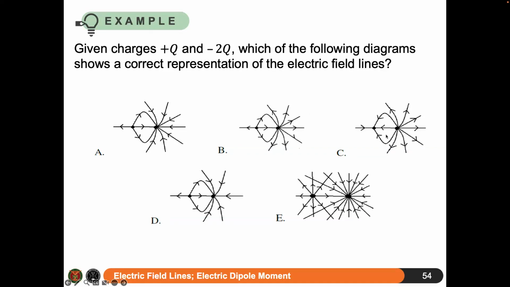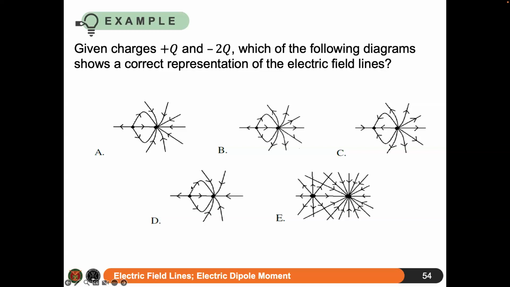Si C naman, actually, mali na rin to. Kasi, tama yung number of field lines, 4 dito, tas 1, 2, 3, 4, 5, 6, 7, 8, 9. Actually, 10 din pala. So, mali din pala ito. Kasi 10 yung dun sa kabila. So, dapat 4:8 yung ratio. So, tama lang dito ay si D.